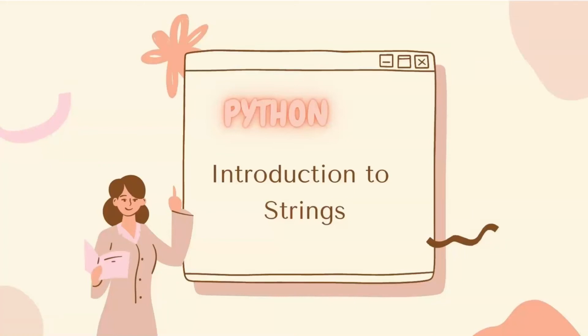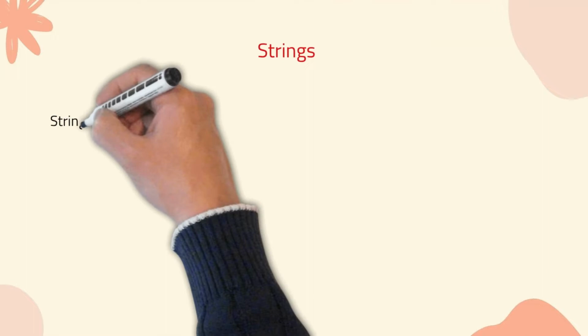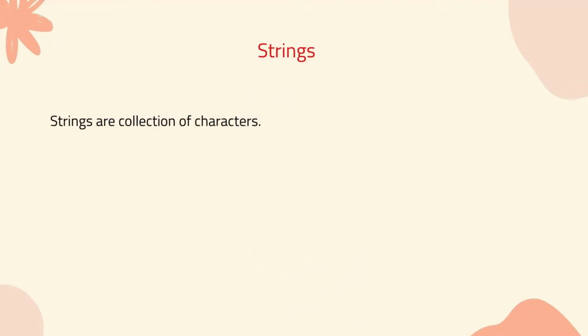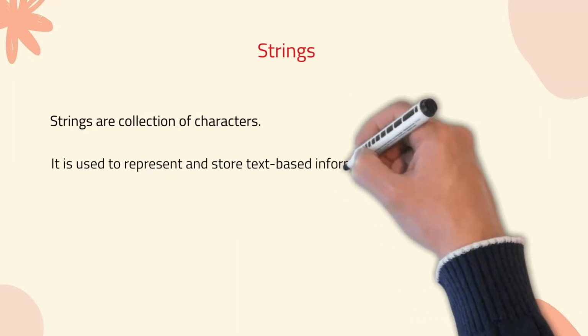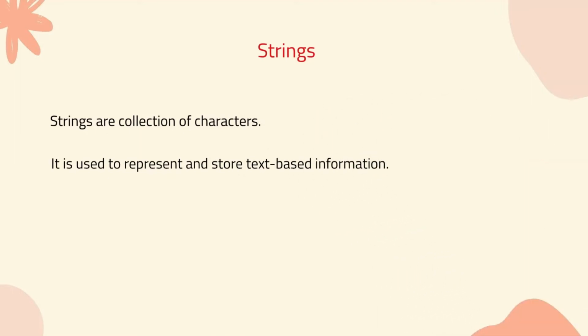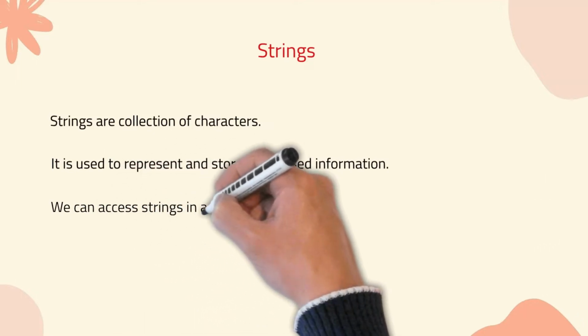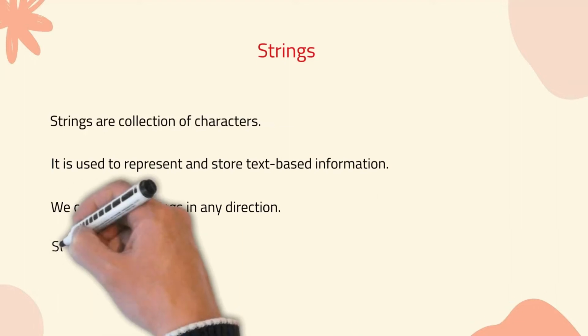In this video, we will have a quick glance at the introduction to strings and how to create a string variable in Python. A Python string is an ordered collection of characters. It is used to represent and store text-based information. It can be accessed from both directions, that is, forward and backward directions.